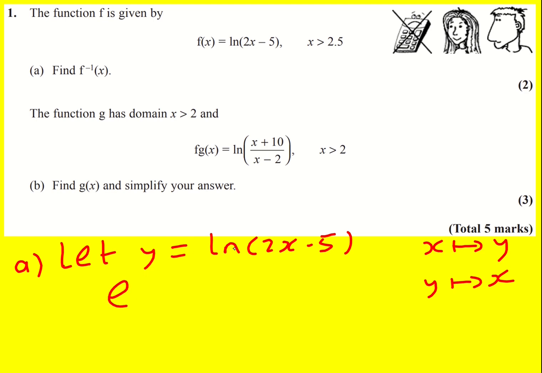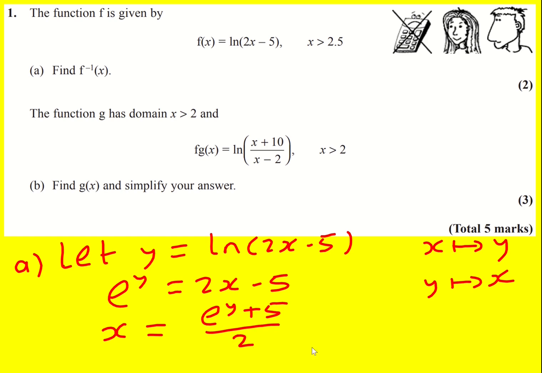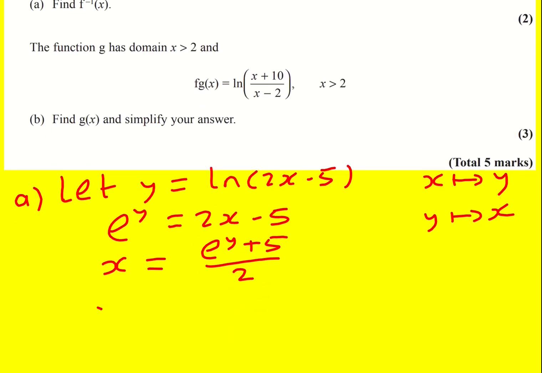If I just undo the logs, it must be that e to the y is equal to 2x − 5. That's just from the definition of logs, or equivalently, you can raise both sides to the power of e. I'm nearly there. I can make x the subject. I'm going to add 5 on, and then divide through by 2. So that is the mapping from y to x. It's just that for the inverse, we always write the inverse in terms of x, and therefore it's actually going to be (e to the x plus 5) over 2.